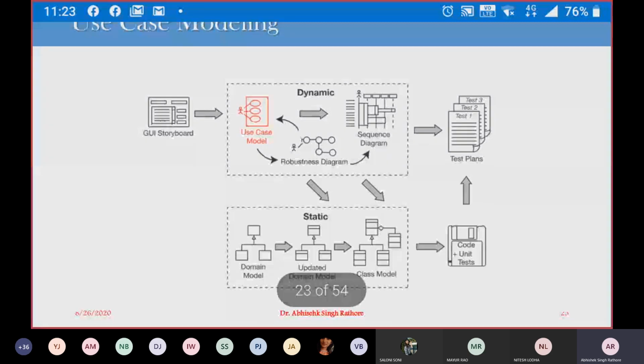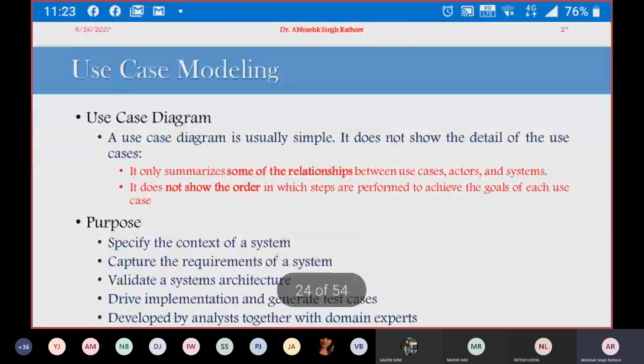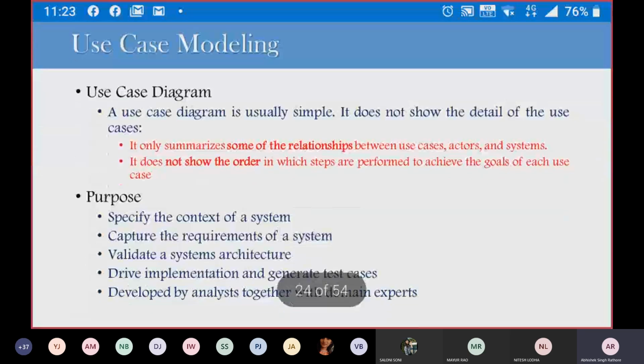When we are starting the use case model, what is use case modeling? In the use case model, we have to identify the use cases as well as the actors, systems, and the boundary of our system. Typically a use case diagram is very simple, and it doesn't show the main details, but it summarizes the relationship between the use cases, actors, and the system.